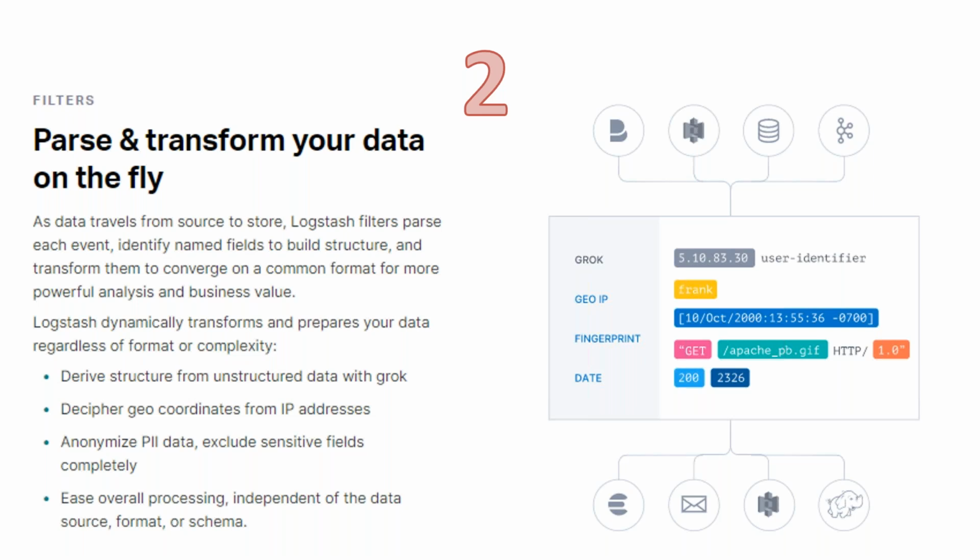Derive structure from unstructured data with Grok. Grok is one of the parsers which basically gives you structure from unstructured data. There is one more parser which we have, to decipher geo coordinates from IP address. Anonymize PII data is another parser, which excludes sensitive fields completely.